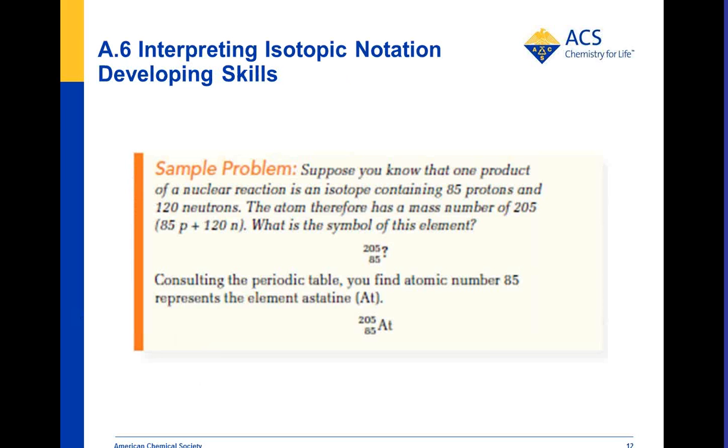Here they have a developing skills exercise, which is their skill building exercise, and they're going to start looking at nuclear symbols, how we can represent symbols that show not just the element, but also the mass number and the atomic number. And then they have a whole section where they have different problems, and they work on making certain that they can write isotopic notation.